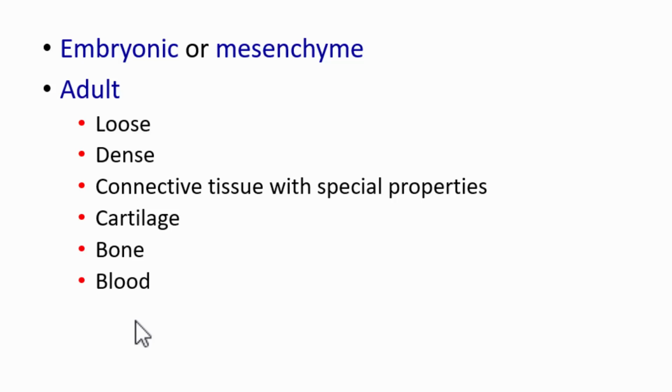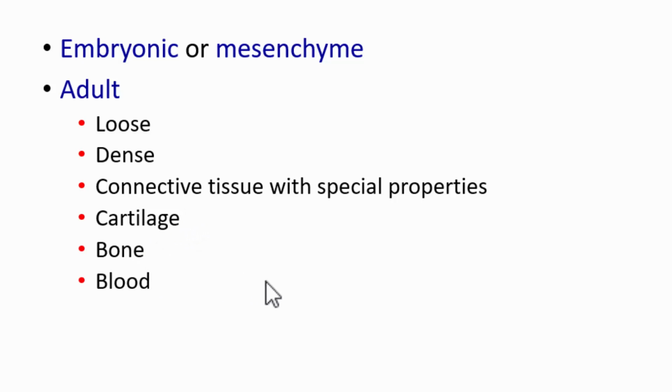And we have the first two, the loose and the dense connective tissues. We call these the connective tissue propers, okay? And then we have connective tissues with special properties, and that would be adipose tissue would fall under that. We have three different types of cartilage. We have bone and we have blood.